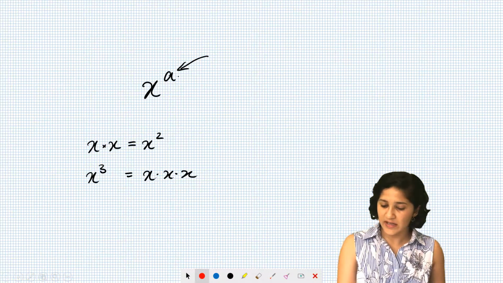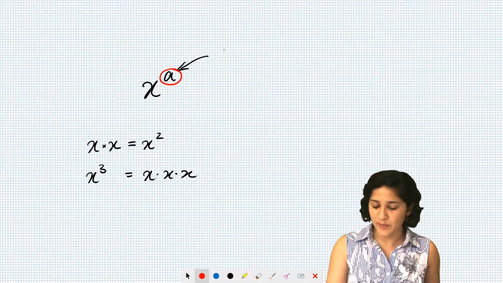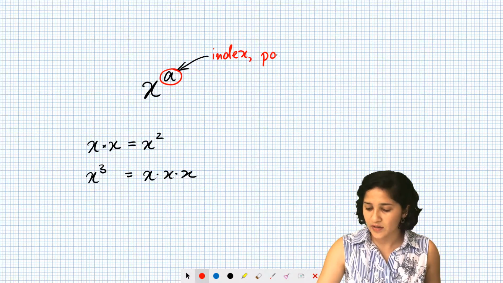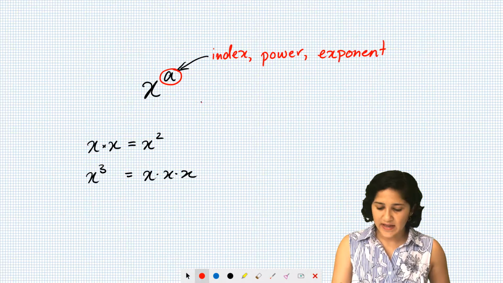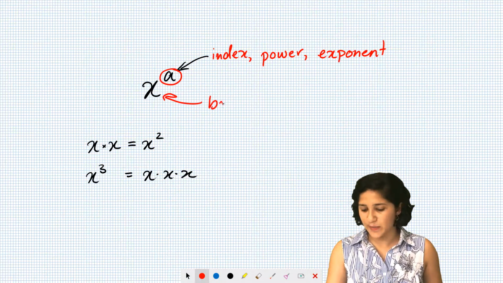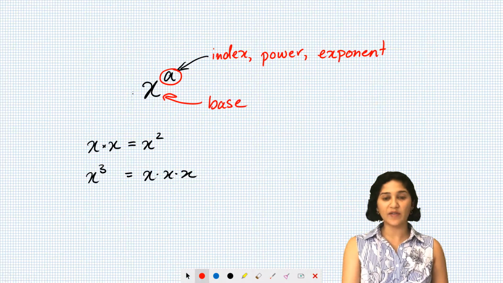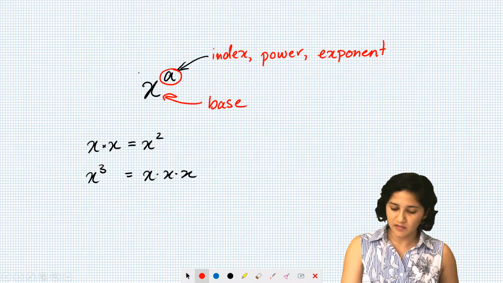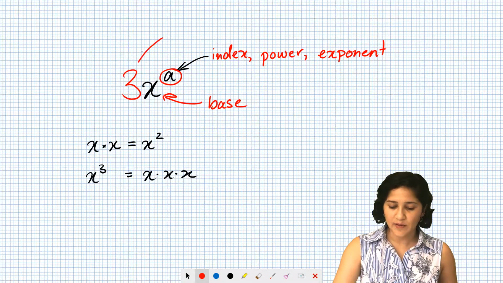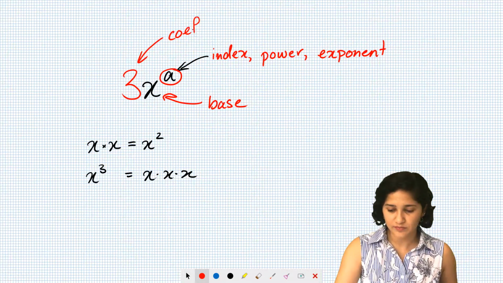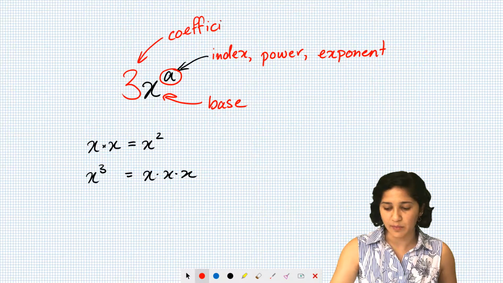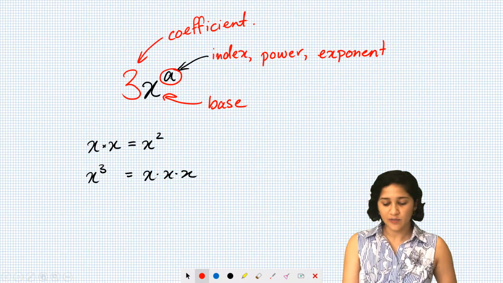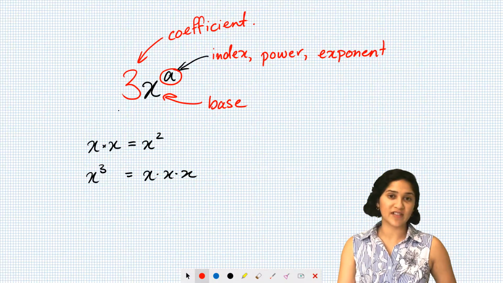So just to get our terminology straight, this number here can be called an index, or a power, or an exponent. And this number here we refer to as the base. And we can also have a number multiplying the whole thing, like 3 for example, and that would be called the coefficient. It doesn't have to be 3, it's just any number multiplying the thing. And you should be clear that the power only relates to the base, not to the coefficient.